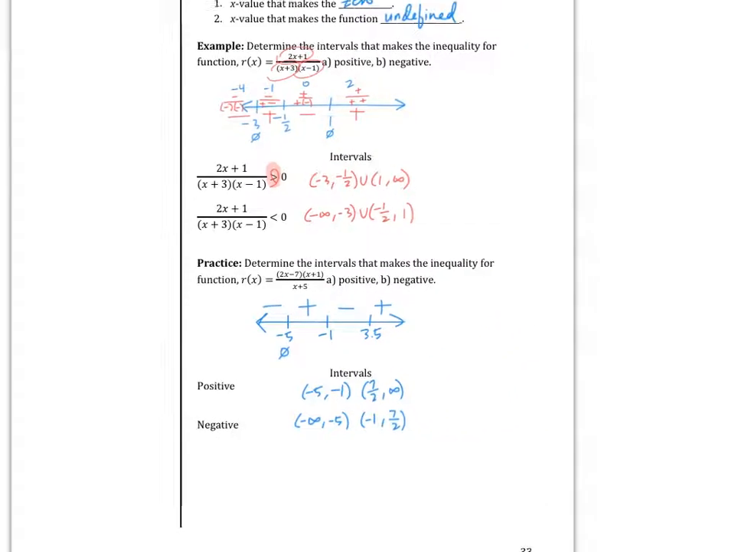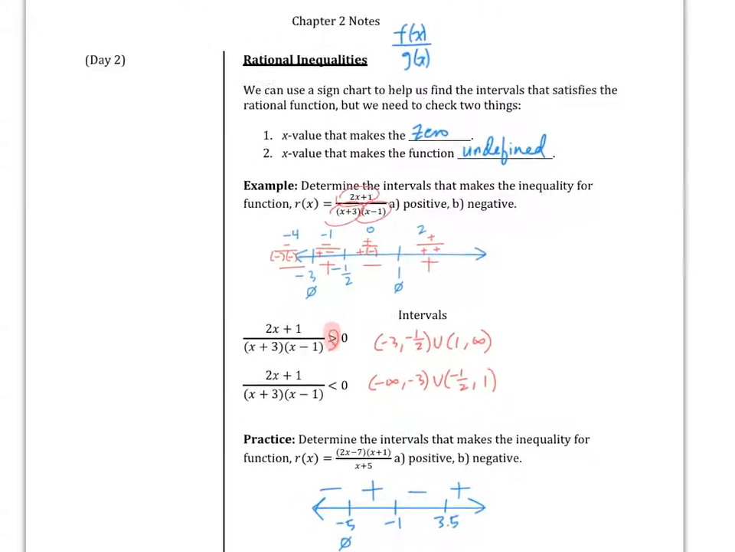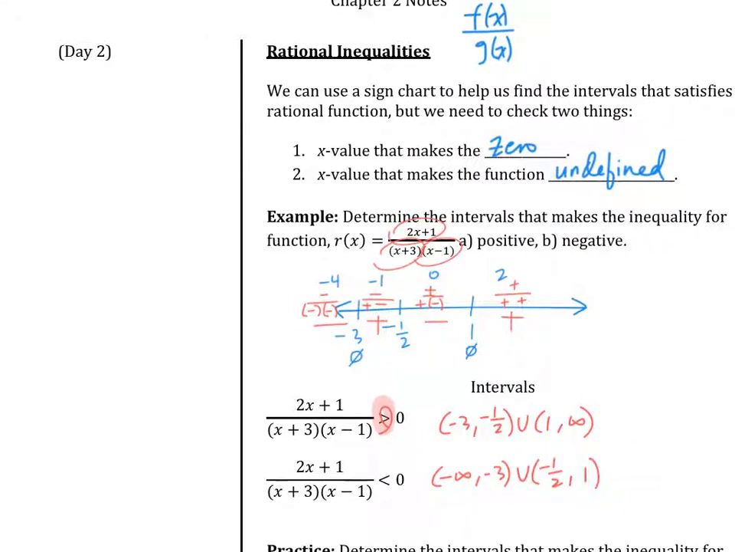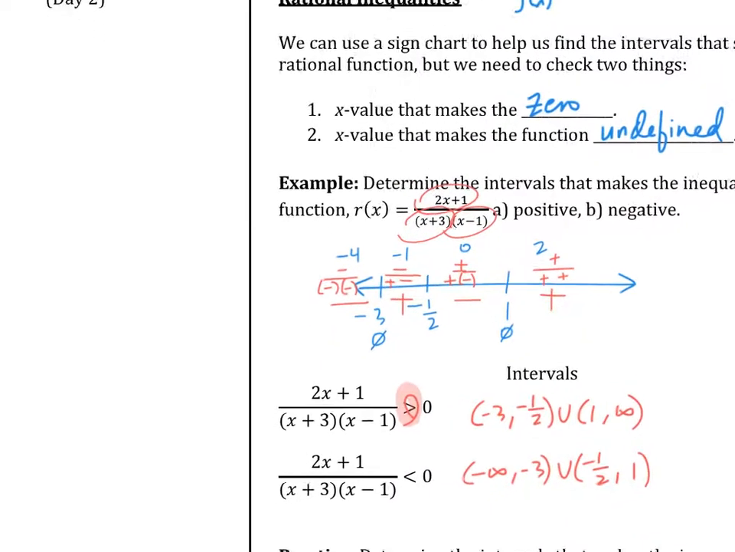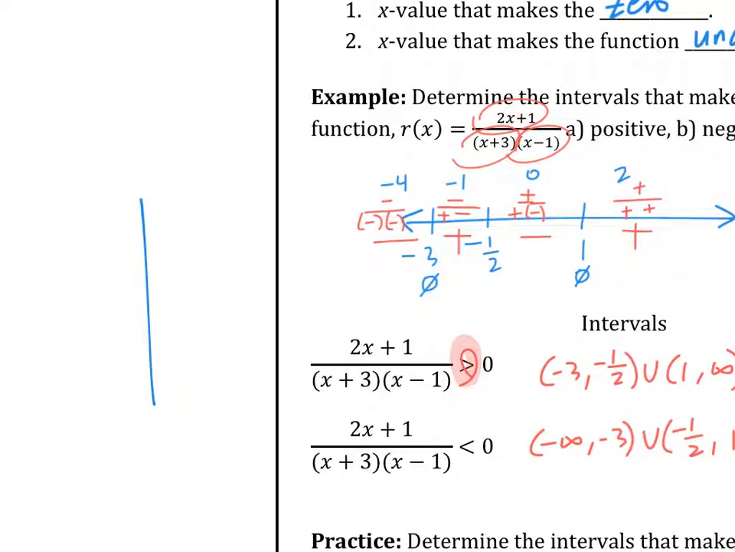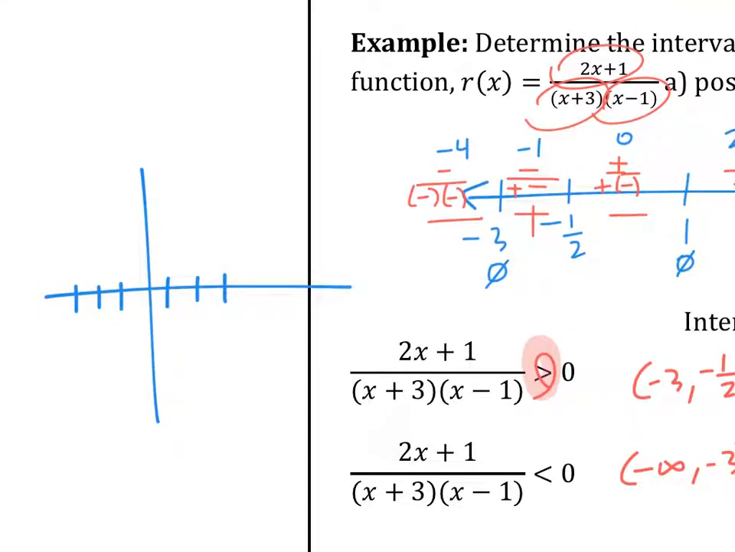All right, let's try this one. At the beginning of our class, on page 33, the first example. So we have the sign chart. And we know that what goes on there is -3 and all the way up to 1. What happens at -3? According to our sign chart, what happens at -3?